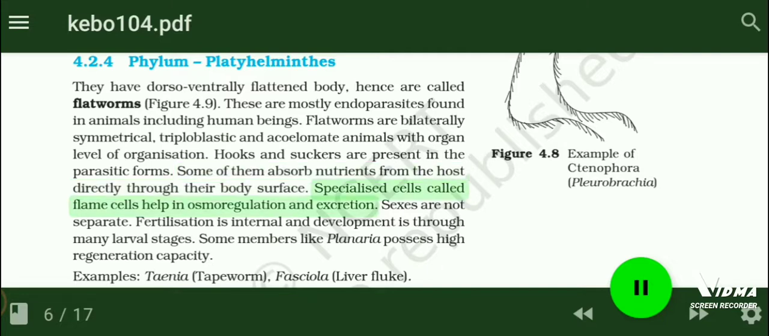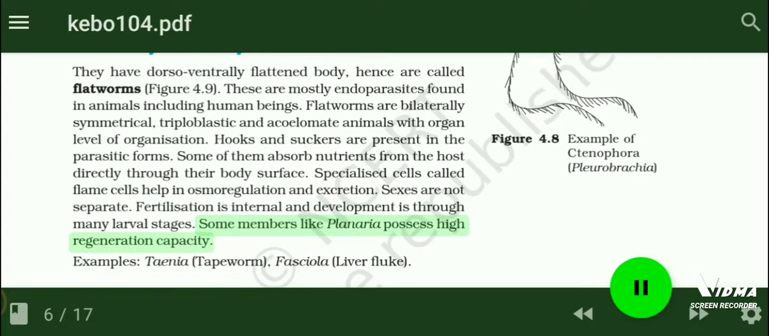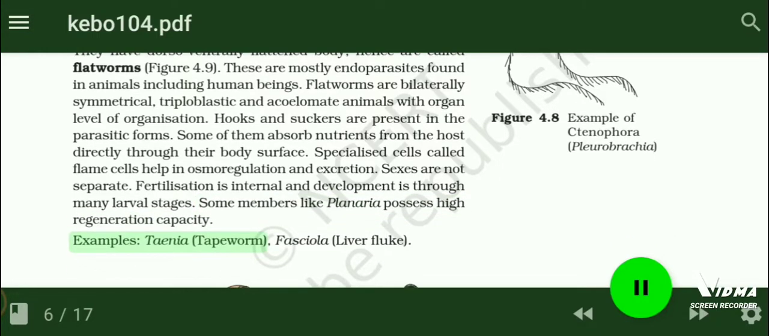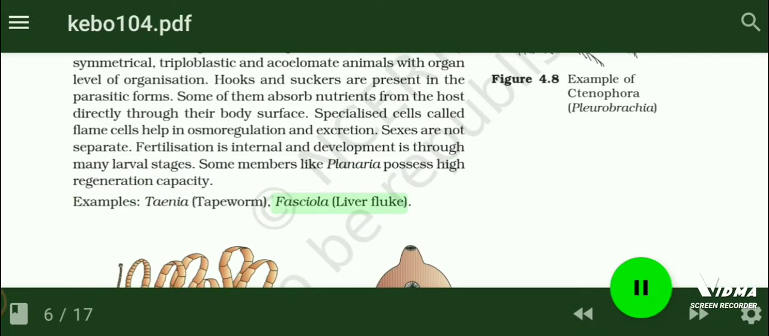Specialized cells called flame cells help in osmoregulation and excretion. Sexes are not separate. Fertilization is internal and development is through many larval stages. Some members like Planaria possess high regeneration capacity. Examples: Taenia, tapeworm, Fasciola, liver fluke.